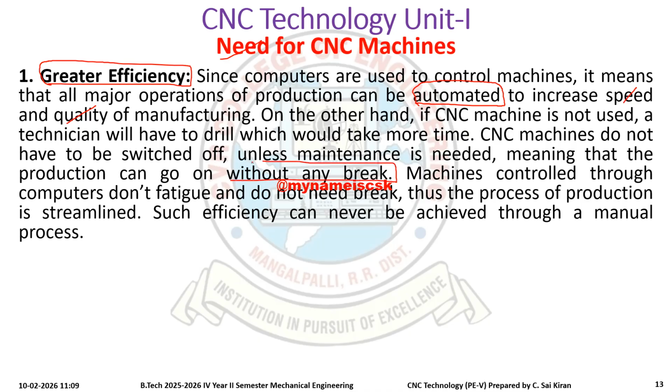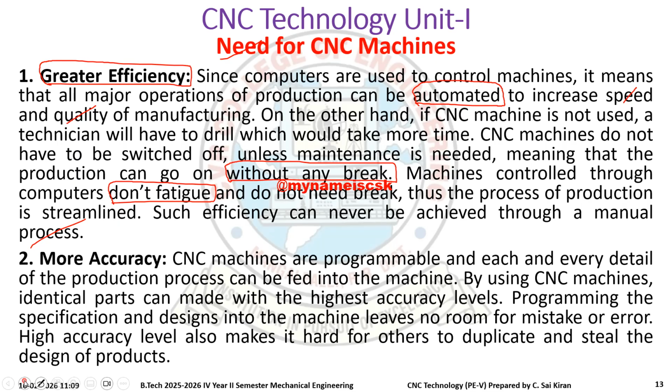A human has to take breaks of 1 hour, 2 hours, 3 hours for snacks, tea, lunch, and nature calls. Without any break, we can run the CNC machine continuously. Machines controlled by computers do not fatigue. When a human is working, he cannot work continuously and may feel fatigue, but CNC machines do not feel any fatigue. Such efficiency can never be achieved through a manual process. A manual process can never compete with CNC machines.